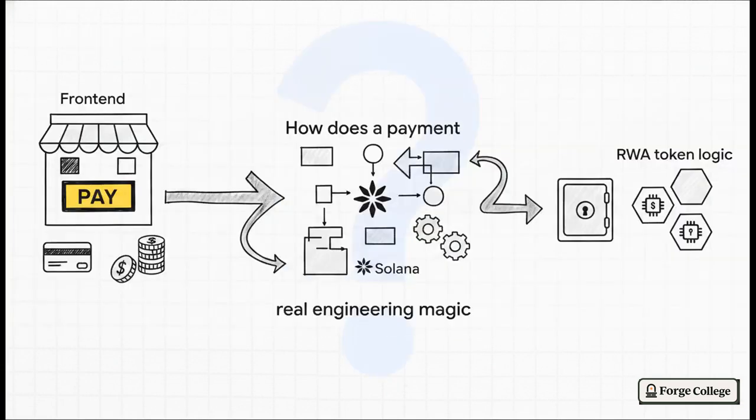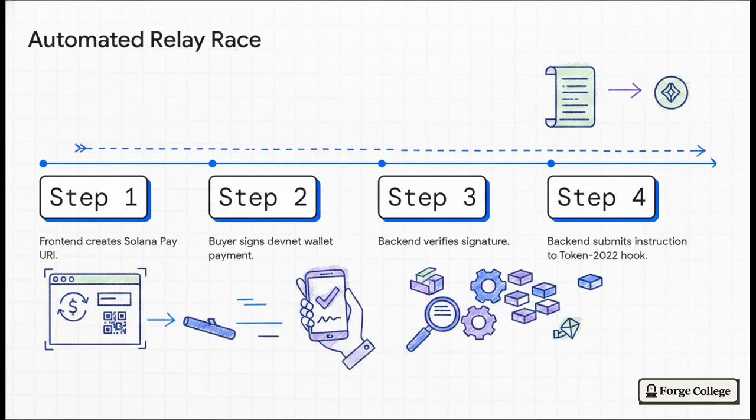But here is the absolute million-dollar question. How does a simple front-end payment actually trigger a complex token action? It's one thing to have a slick storefront that accepts test money, right? But the real engineering magic lies in bridging that gap between a buyer hitting pay and that RWA token logic executing flawlessly on the back end. This flow happens in a strict chronological relay race.